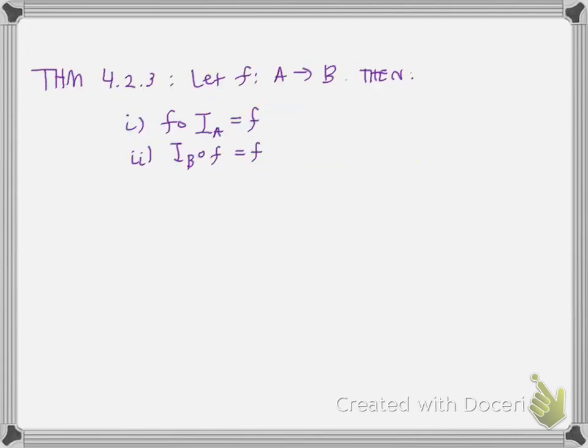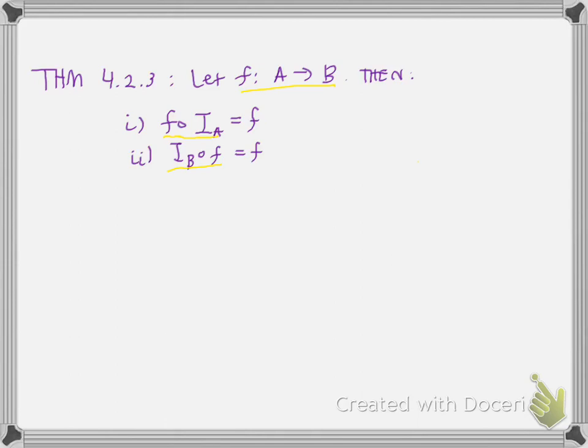All right. So let's look at theorem 4.23. And this theorem says, it's just dealing with F actually. So let's say F is a function that goes from A to B. Then F composed with I sub A is equal to F. And I sub B composed with F is equal to F.